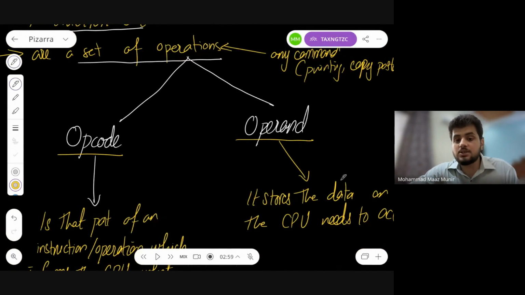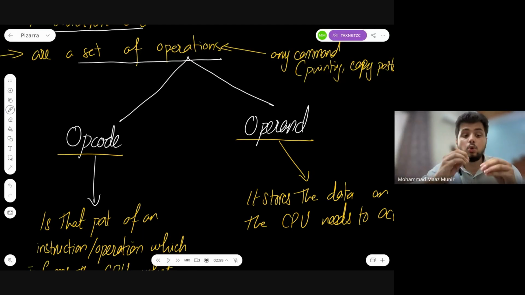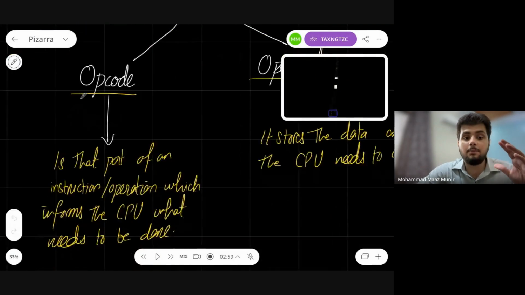Now the opcode is basically going to tell the PC that the person wants to make sure that the file is deleted, they want to delete it. So this deleting part, which tells the CPU that you need to make sure this no longer exists in the memory, is basically done by your opcode.